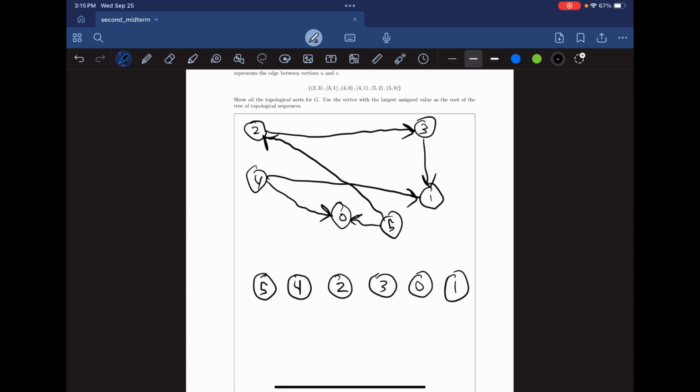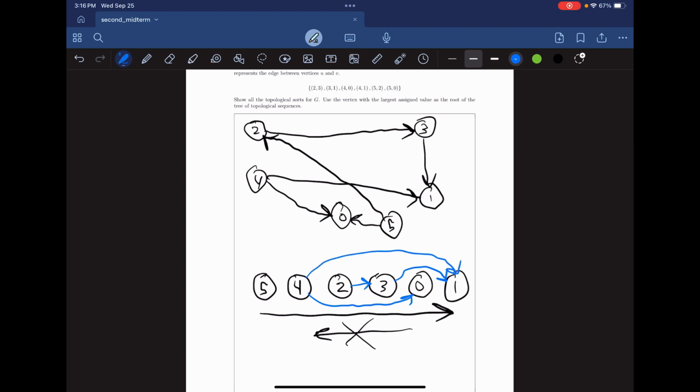And so we're going to write all the edges, and what we want is for all the edges for a topological sort to go in this direction. There should be no edges that go backwards. So let's write in these edges. We've got the edge 2 to 3. We've got the edge 3 to 1. We've got the edge 4 to 0. We've got the edge 4 to 1. By the way, I'm taking all these edges from the edge list up here. That's what I'm reading off of. We've got the edge 5 to 2. And we've got the edge 5 to 0.